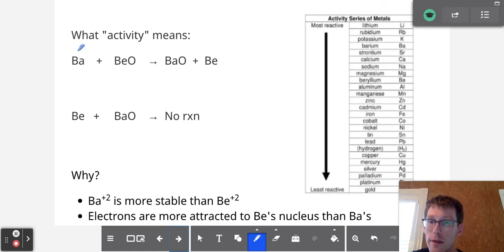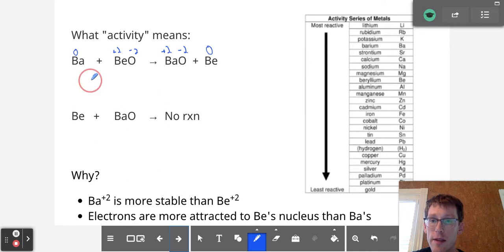The only difference, if I look here, is that barium is originally neutral, it's the element. Beryllium is +2 and oxygen is -2 in this compound, beryllium oxide. If this reaction occurs, the products are where barium is +2, oxygen is -2, and beryllium is neutral. So the oxygen is the same in both cases.